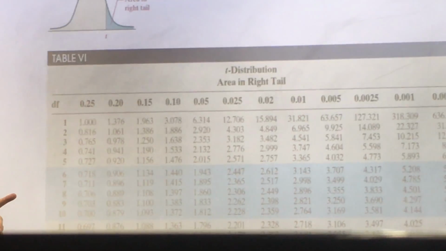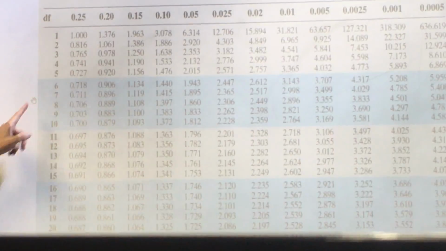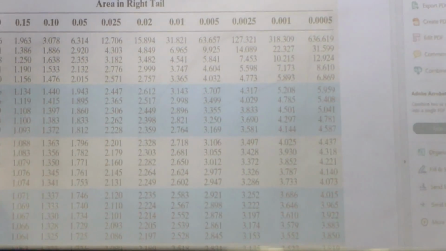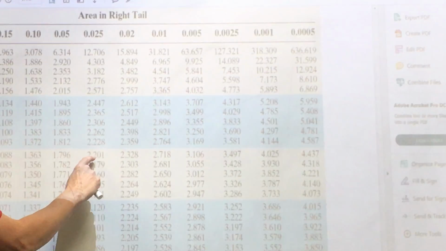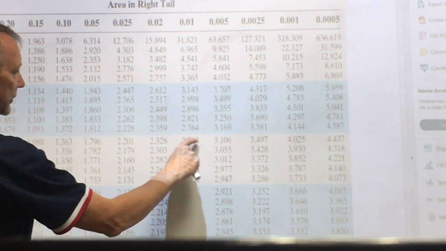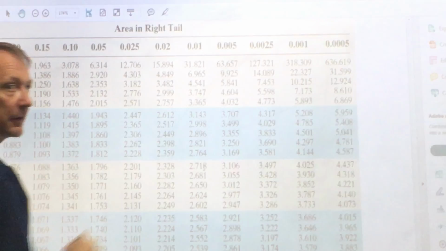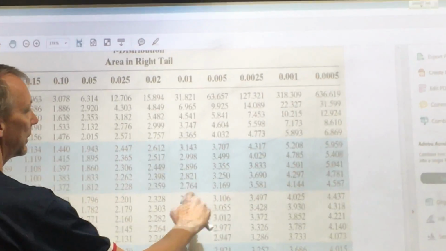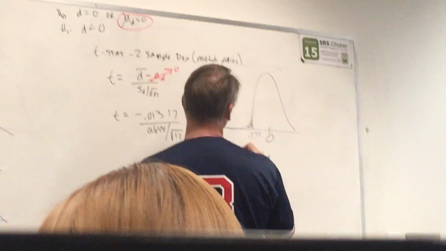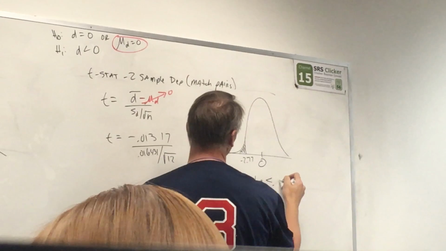It doesn't matter. Okay? So here I am on 11 degrees of freedom. I'm looking for 2.77 along this line here. So I'm in between these two numbers, which means my p-value is in between 0.005 and 0.01.